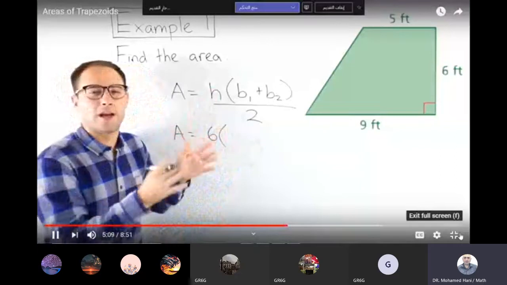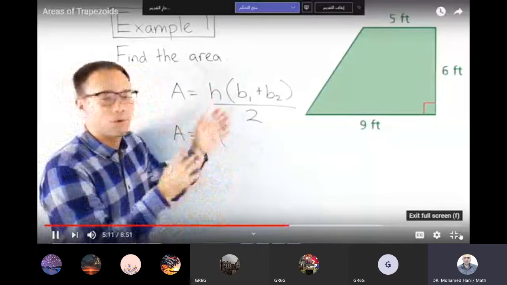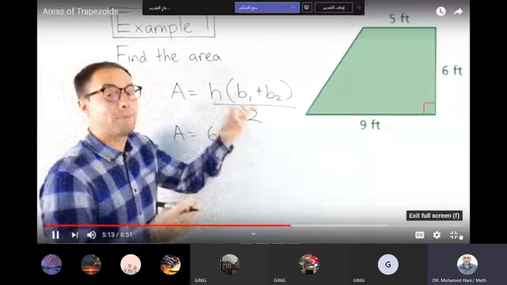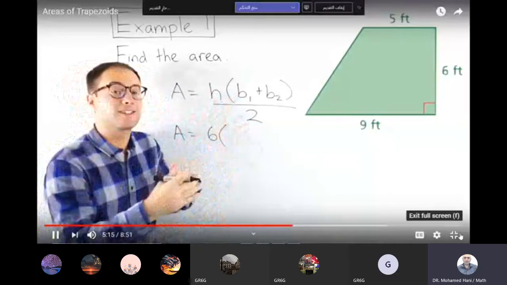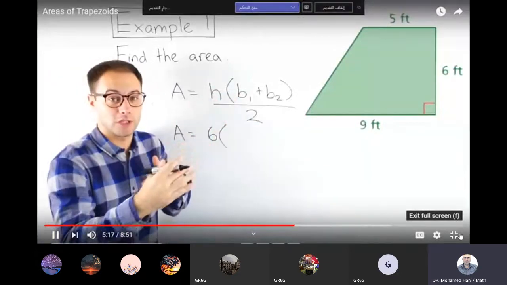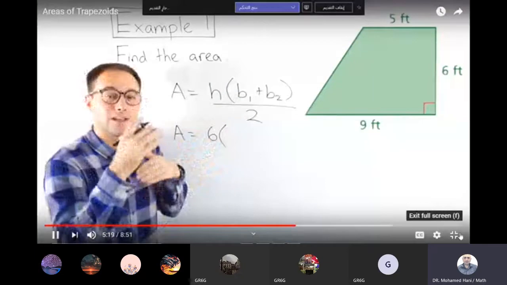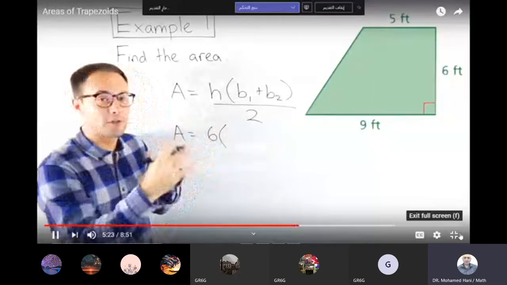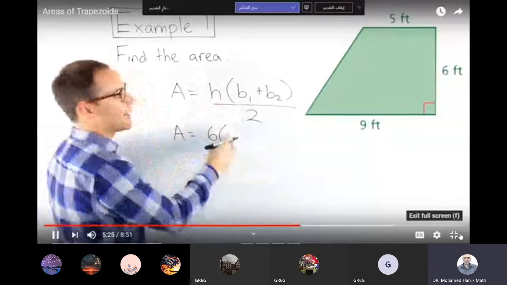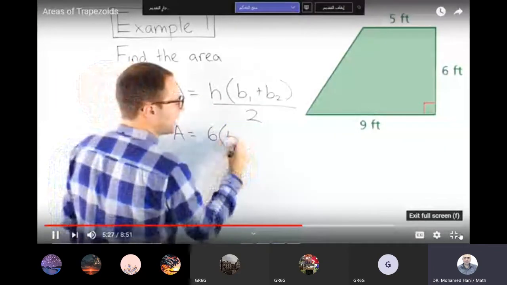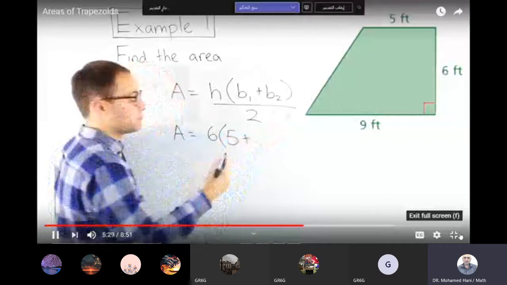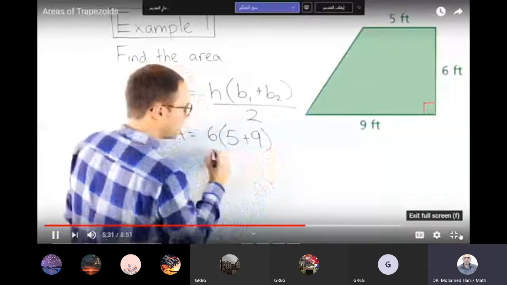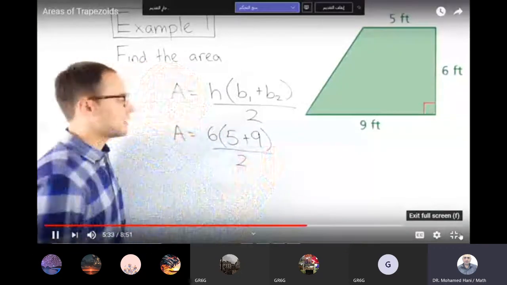B1, it doesn't really matter which base you choose for B1 and which one you choose for B2. Just remember your bases have to be those sides that are parallel to each other. A trapezoid has exactly one pair of parallel sides. So I look for those parallel lines. So let's say my B1 is 5 plus B2 then would be 9. All of that divided by 2, okay?